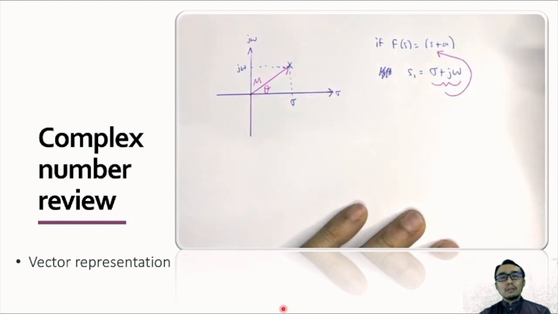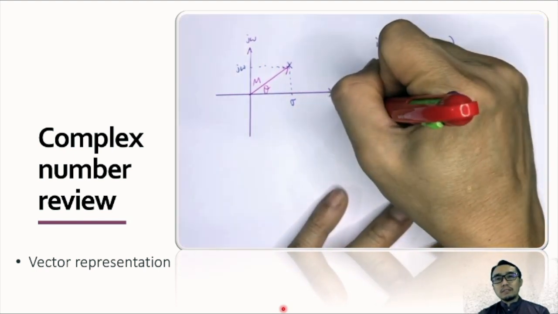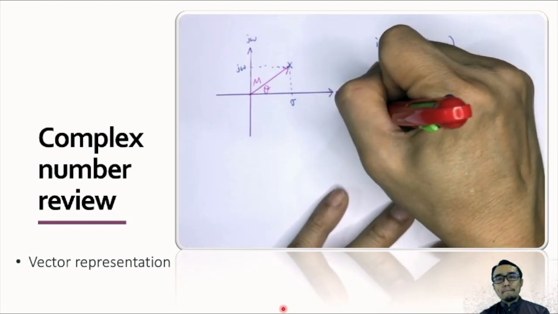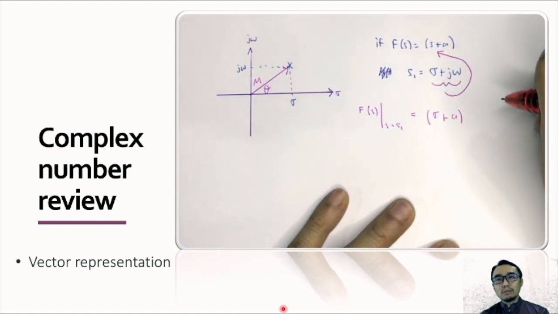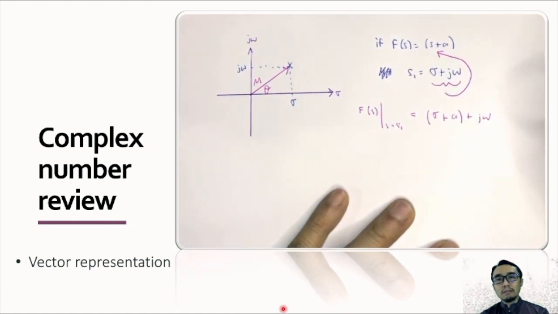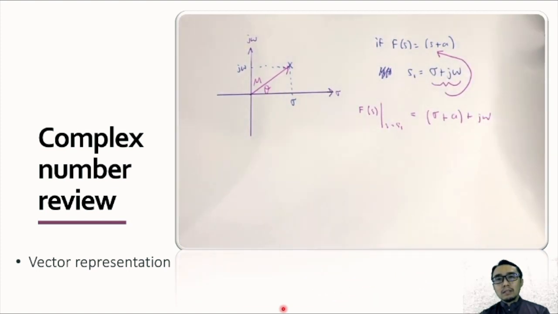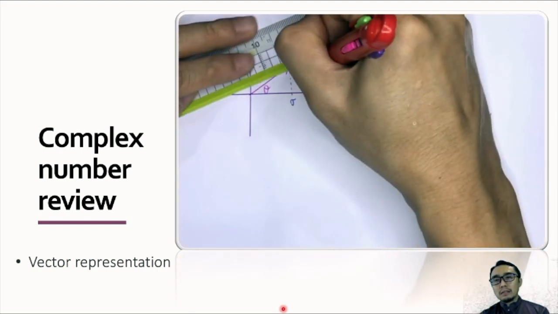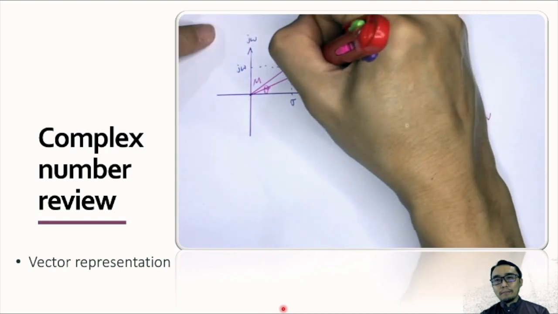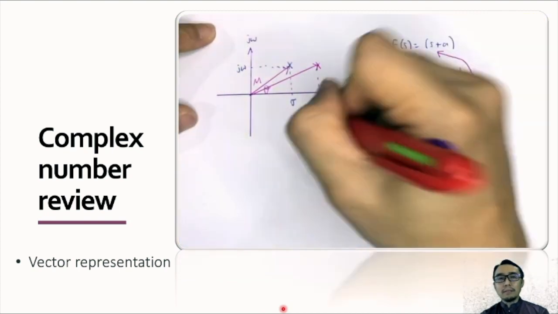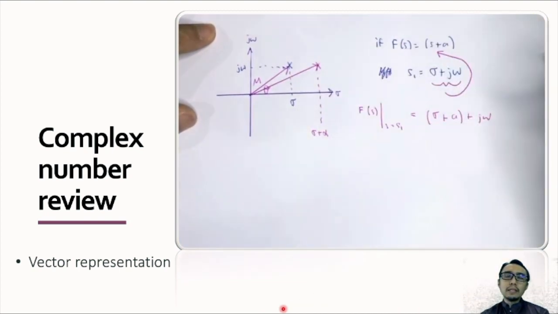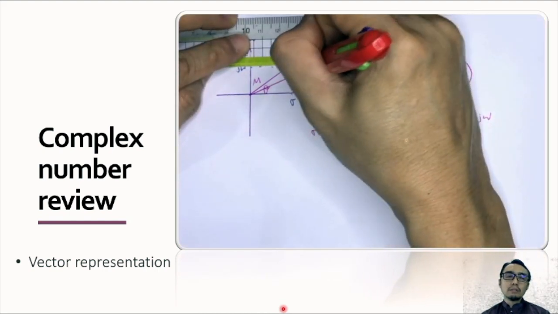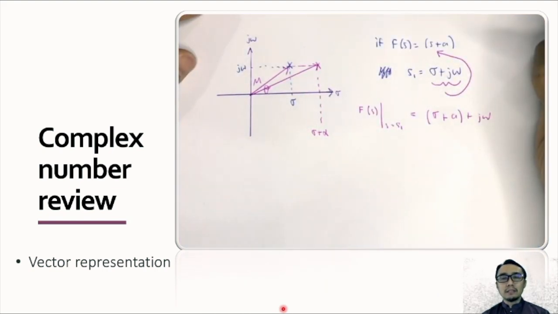So what happens if we substitute this value into the function? As a result, we will get another complex number. Now the real part has changed from sigma into sigma plus a, and the imaginary part is the same. Again, you can see that we can use a vector to represent the resulting complex number.